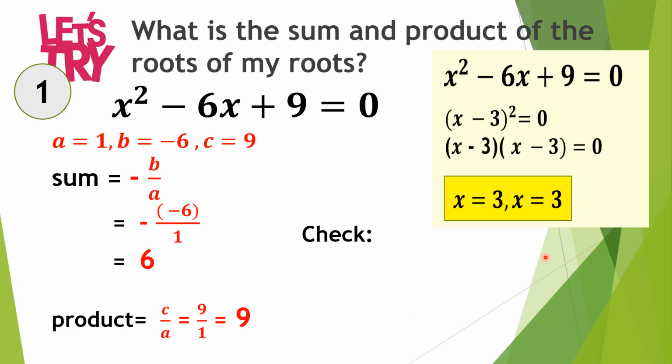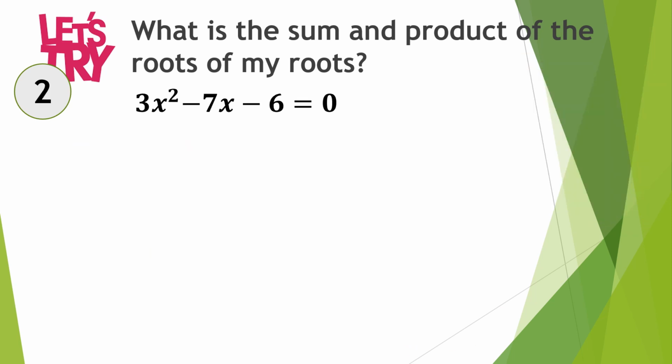Let's have another example. Oh, by the way, let's check. 3 plus 3, 6. And then the product is equal to 9. See? So, makes sense. Example number 2. What is my sum and product? I mean the roots of this one. So, of course, a equals 3, b equals negative 7, and c equals negative 6.